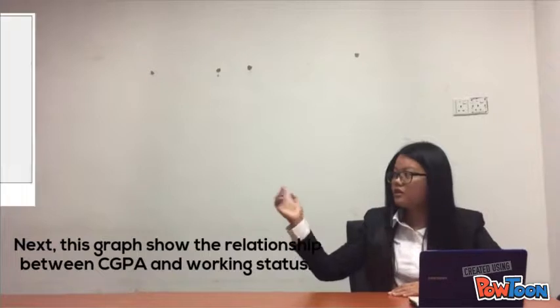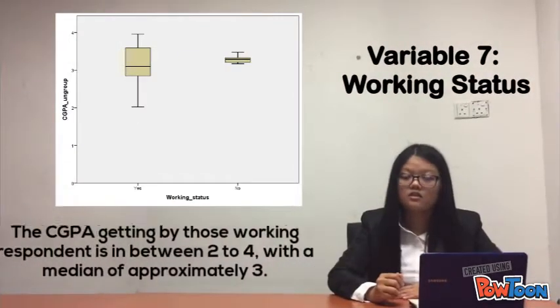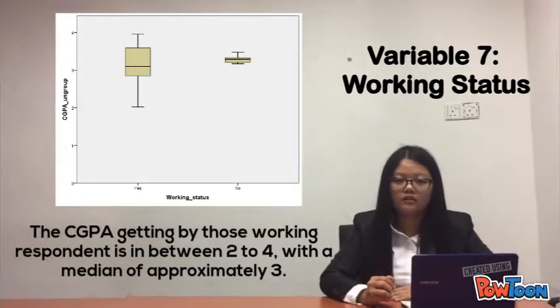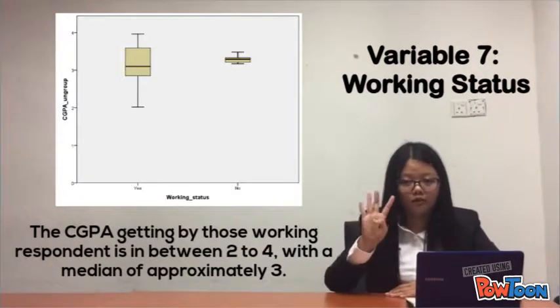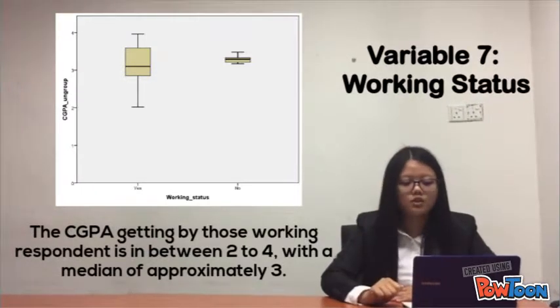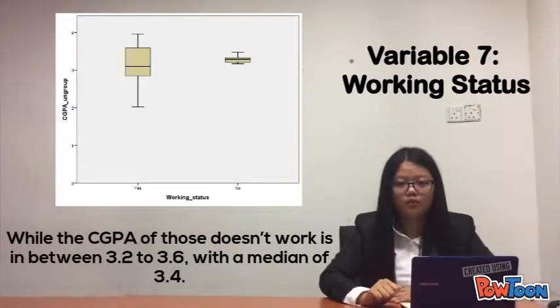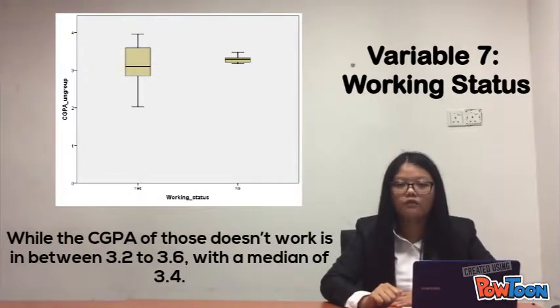Next, this graph shows the relationship between CGPA and working status. The CGPA obtained by those working respondents is between 2 to 4, with a median of approximately 3, while the CGPA of those who do not work is between 3.2 to 3.6, with a median of 3.4.